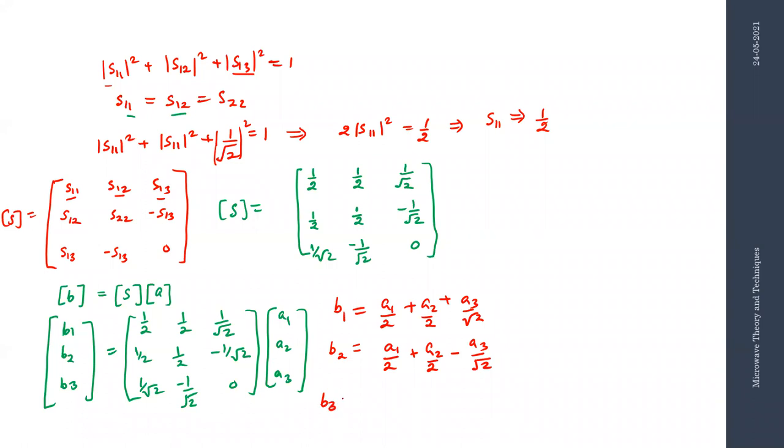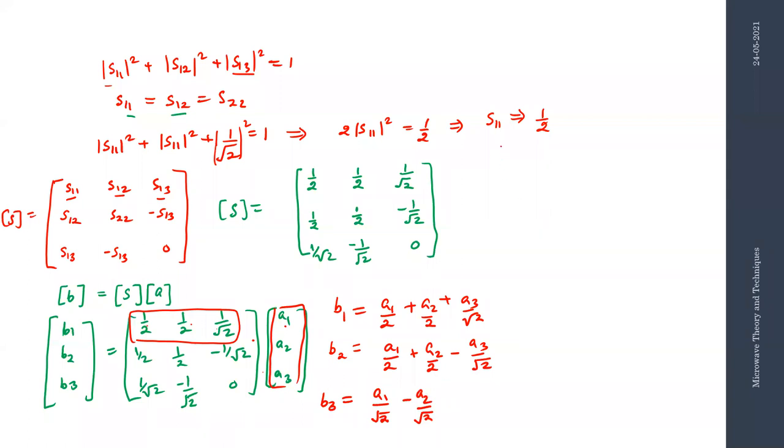Okay. So what I am doing, everyone understanding what I am doing? I am taking this row, I am taking column, I am taking product. So this I am multiplying with this, this I am multiplying with this, this I am multiplying with this. Okay. Similarly, I am taking this next, and then I am multiplying with this, and then I equate with the B2, and next B3. So B3 you will get A1/√2 minus A2/√2.